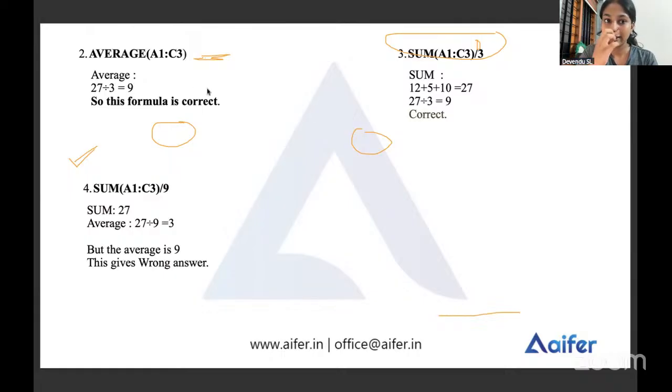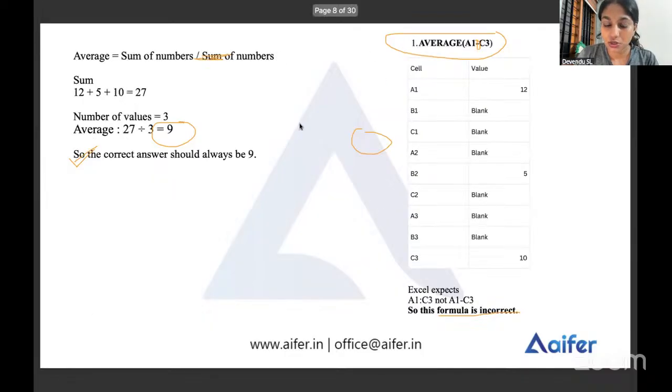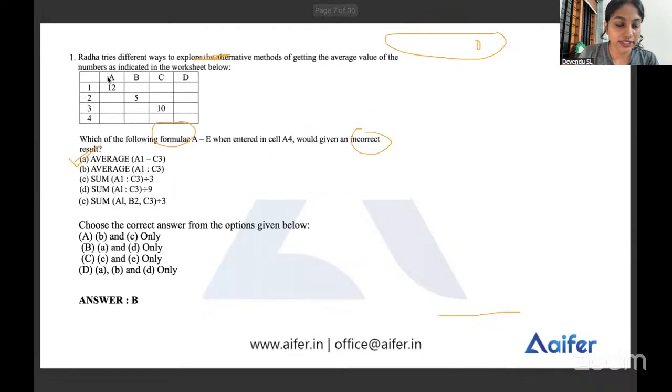In Excel, what does the colon mean? It means A1 to C3, that is, the range from A1 to C3. So we can include all the cells from A1 to C3. So how can it be? Here we have all the cells from A1 to C3, which includes 12, 5 and 10.